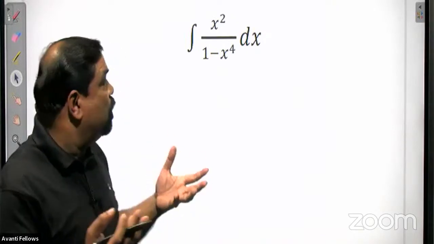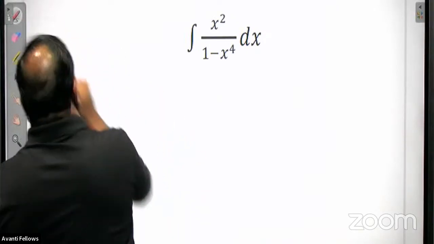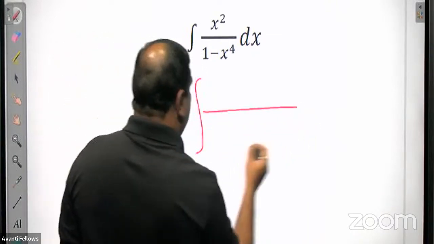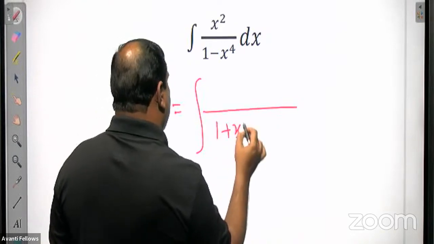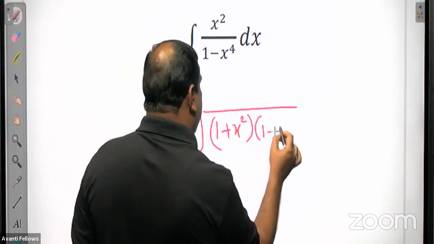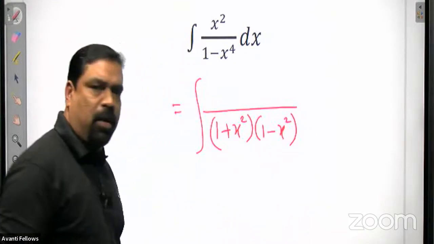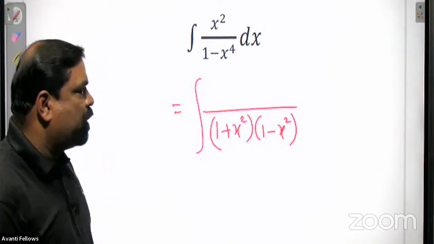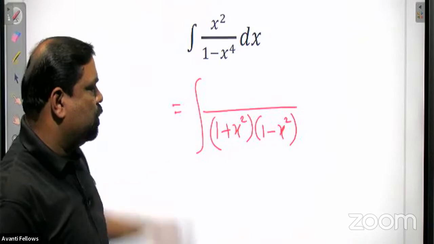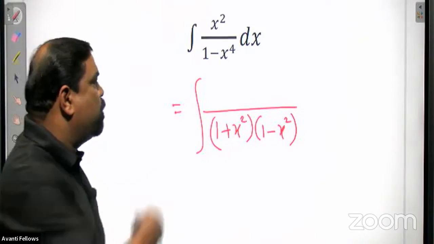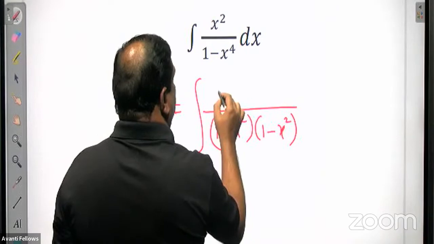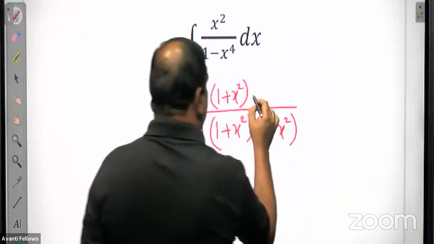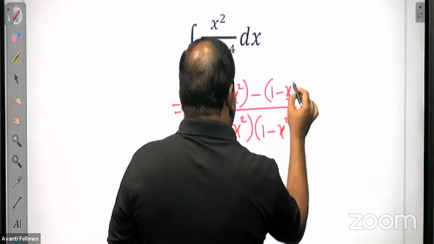So what to do? You see here, this is equal to integral. The denominator you have to factorize. So what you will get? 1 plus x square into 1 minus x square. a plus b into a minus b is a square minus b square. Now the numerator is x square. So I am going to modify this like this: 1 plus x square minus 1 minus x square.